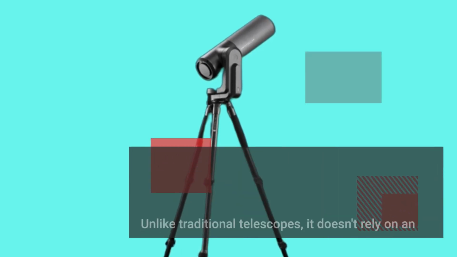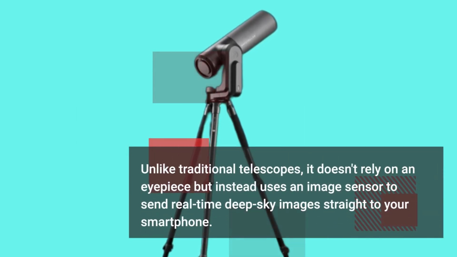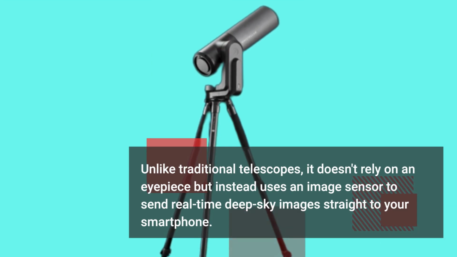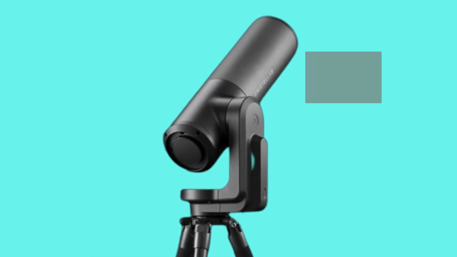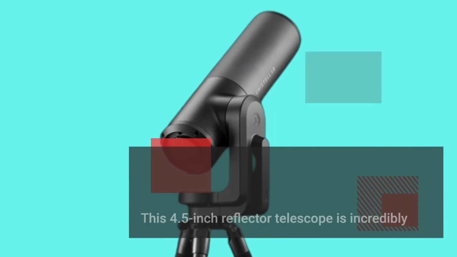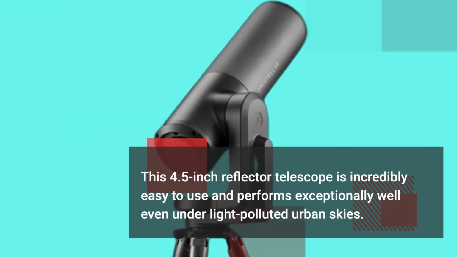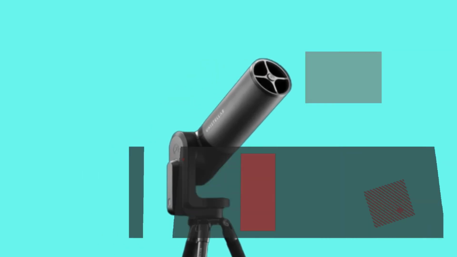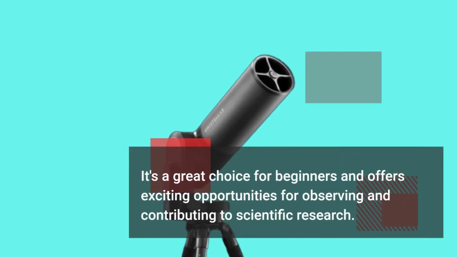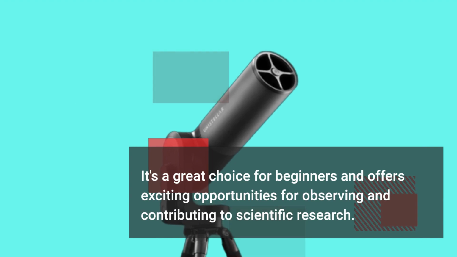Unlike traditional telescopes, it doesn't rely on an eyepiece but instead uses an image sensor to send real-time deep sky images straight to your smartphone. This 4.5-inch reflector telescope is incredibly easy to use and performs exceptionally well even under light-polluted urban skies. It's a great choice for beginners and offers exciting opportunities for observing and contributing to scientific research.